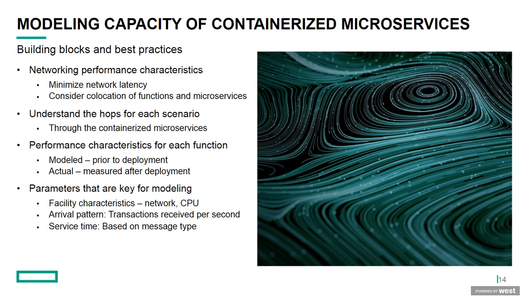Parameters that are key for modeling will include the values for your facility characteristics, such as network transport latency and bandwidth, CPU speed, the arrival pattern of new transactions received into the queue per second, and the service time in milliseconds it takes to process a single transaction to completeness. Some service times will vary, as they need to be based on the message type received.